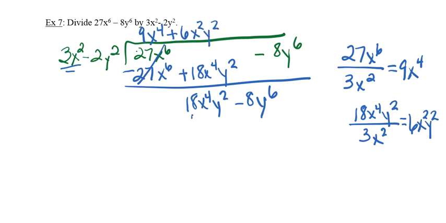6 times 3 is 18. X squared and x squared is x to the 4th. Y squared and no y's is y squared. We're going to do the next one. 6 times negative 2 is negative 12. X squared and no x's is x squared. Y squared and y squared is y to the 4th.